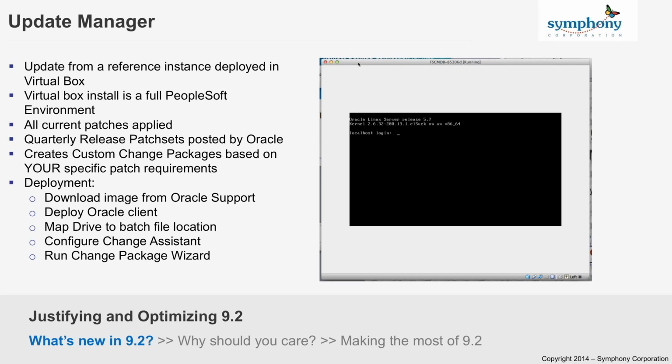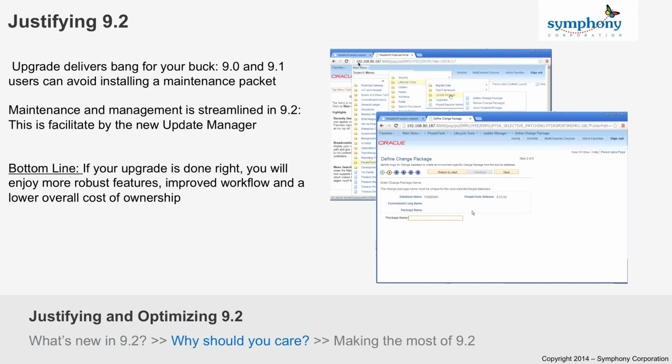You configure your Change Assistant, and then you run your change package wizard. So let me show you what the change package wizard looks like here. If you look at these screen prints, what you do is you log in, so you bring up that virtual box image on a workstation, then you log into its PIA. It automatically deploys a PIA.